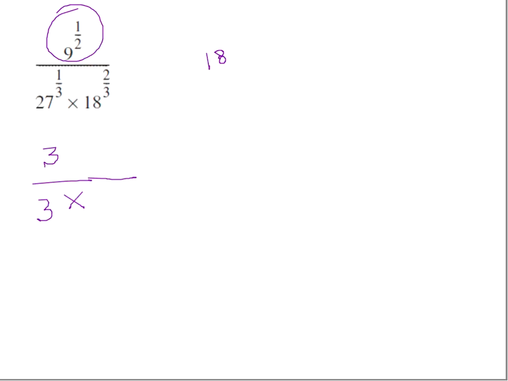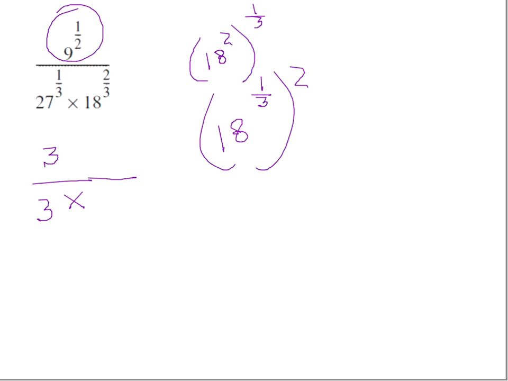Okay, so you could break it up. You could have said it's 18 to the power of 2, and then to the power of 1/3. You could do that. Or you could say it's 18 to the power of 1/3, and then to the power of 2. Whatever is easier. You have to think what would be the best approach. The other thing we have to note is that 18 equals 2 times 9. And we know that 9 is 3 squared.